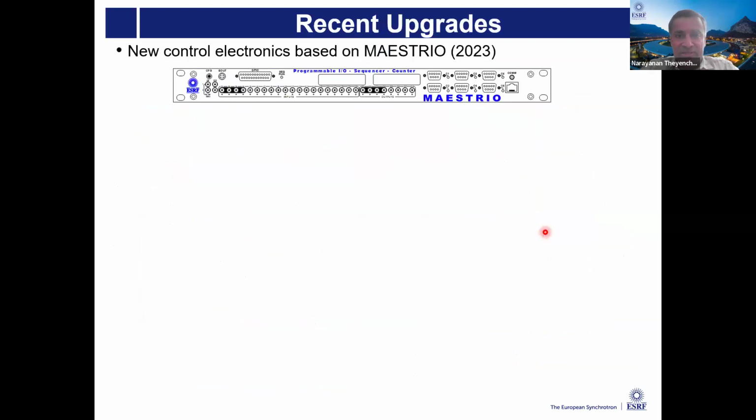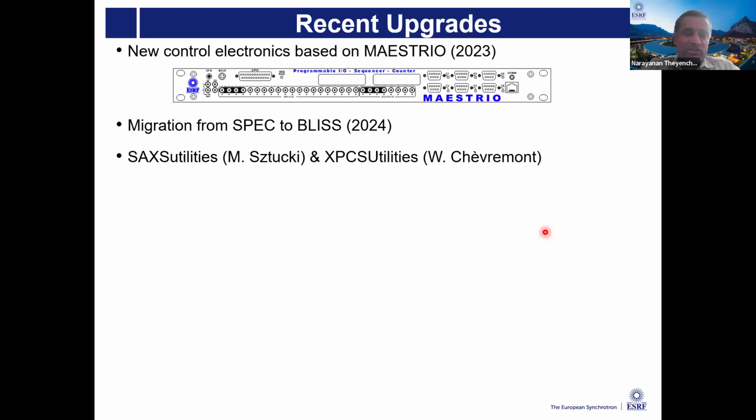I think I'm already out of time, so I just wanted to mention some of the recent upgrades. One of the most recent upgrades is the new control electronics, called Maestro, which stands for multi-purpose advanced electronics for sequencing, triggering with reconfigurable I/O. This allows a very large amount of functionality in terms of timing, synchronization, and so on. And then the migration from SPEC to the ESRF beamline instrumentation support software, Bliss. Most of the data reduction and visualization is done with the SAXS utilities program developed by Michael Sztucki and XPCS utilities developed by William Chèvremont, which also has some analysis features specifically for XPCS.